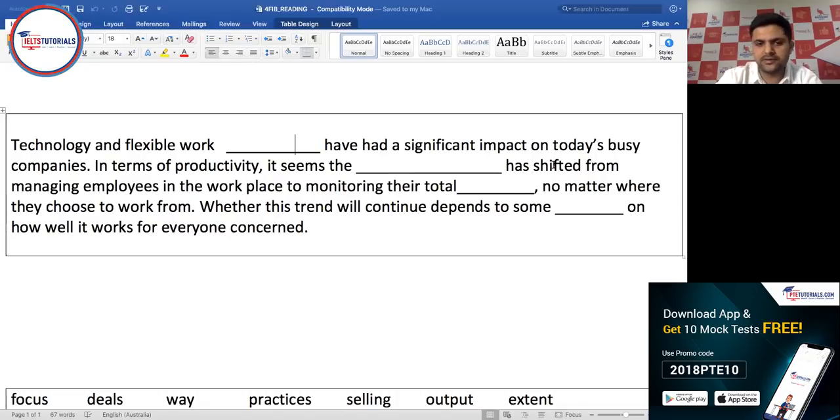Focus has shifted is one collocation that we use on a day-to-day basis, or you use regularly. And this is the only word that creates meaning, because it seems the deals has shifted does not create meaning. It seems the way has shifted, maybe, but it's not a collocation. So that goes with this word shifted. So we'll be choosing focus.